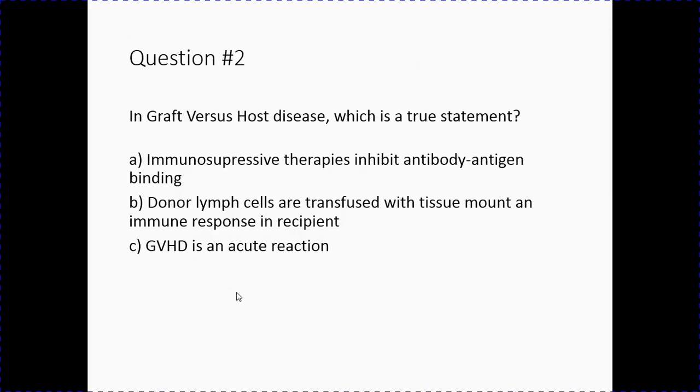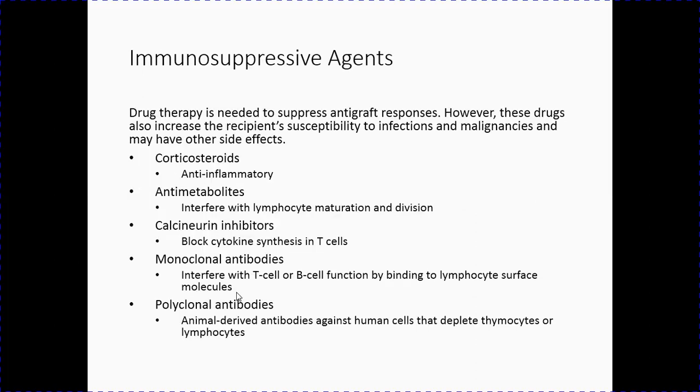So question 2, in graft versus host disease, which is a true statement? Immunosuppressive therapies inhibit antibody-antigen binding. Well, no, that's not what we said. Donor cells are transfused with tissue and mount an immune response in the recipient. I think that's so. And graft versus host is an acute reaction. Well, no, we said it took 100 days, so that certainly couldn't be. So it's B. Donor lymphocytes are transfused with tissue and mount an immune response against the recipient.